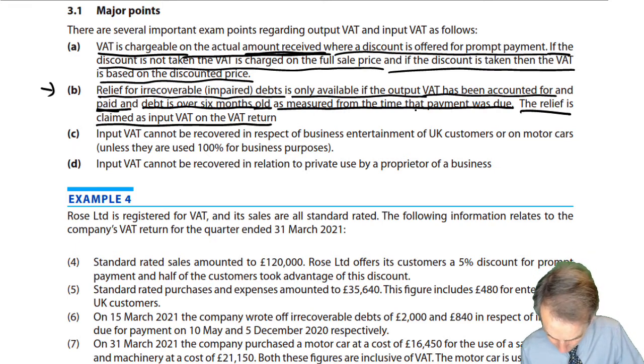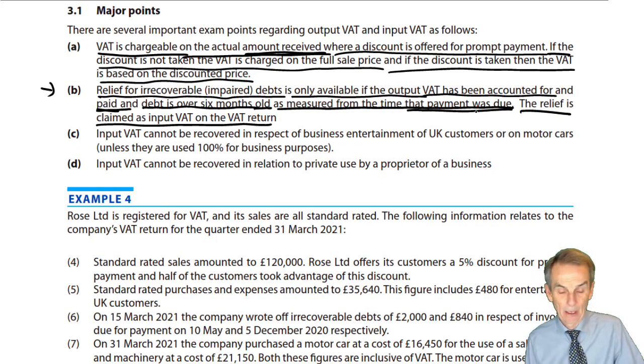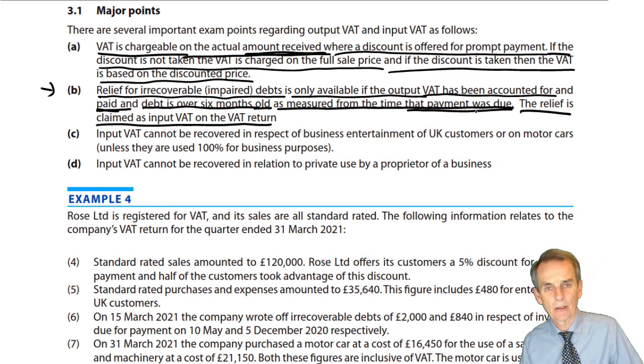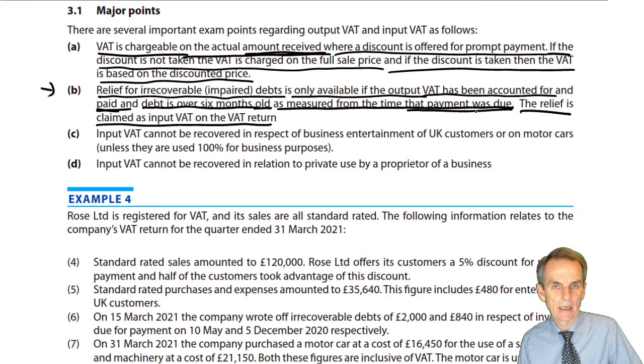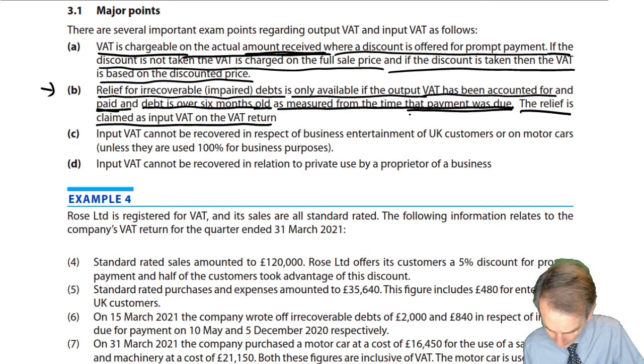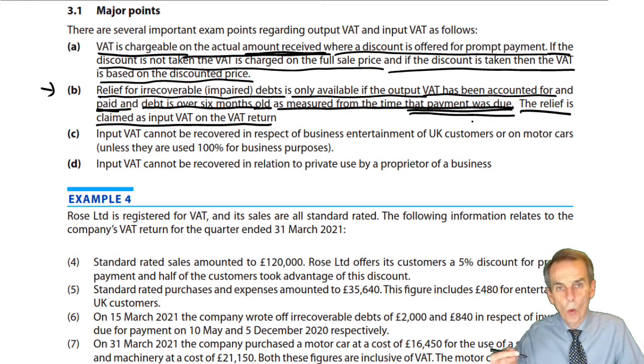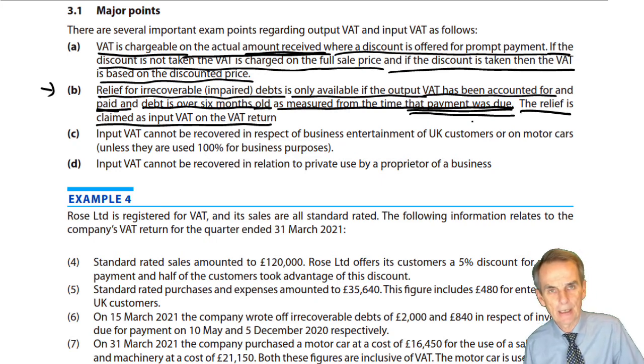Now then, as measured from the time that the payment was due. A question may tell you that this particular debt, based on this invoice dated whatever, was written off on such and such a date, and we have to establish then whether or not we're able to get the VAT back from the sale that was made. Well, we don't look at the invoice date, we look at when the amount was due. So we look from the time that payment was due. Now, once we hit 6 months after that, if that date is before or during this VAT return period, then for this VAT return period, we are now able to get that back.